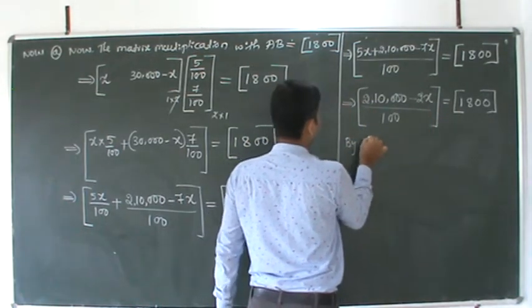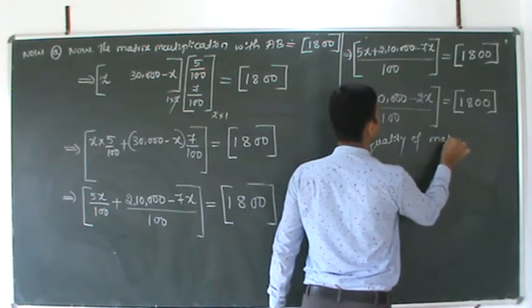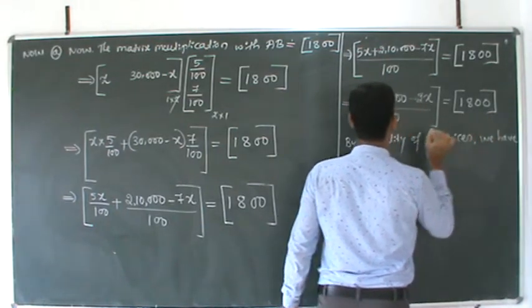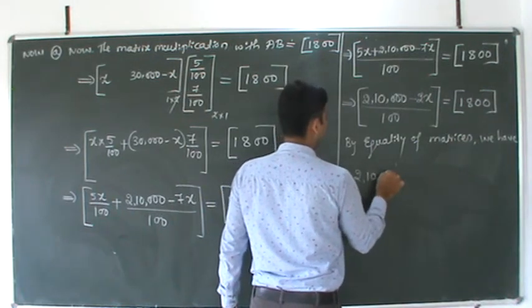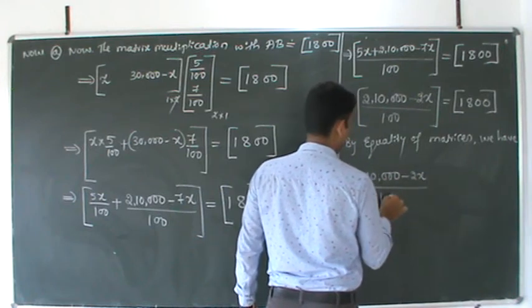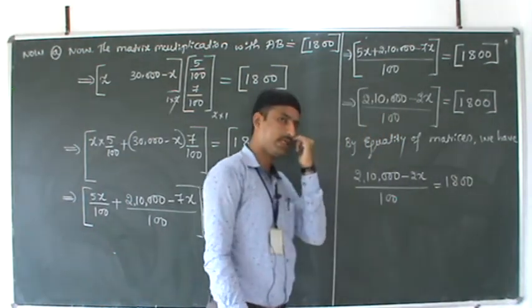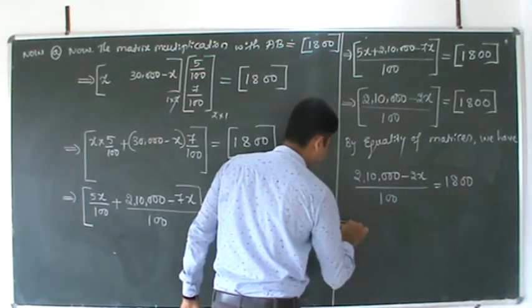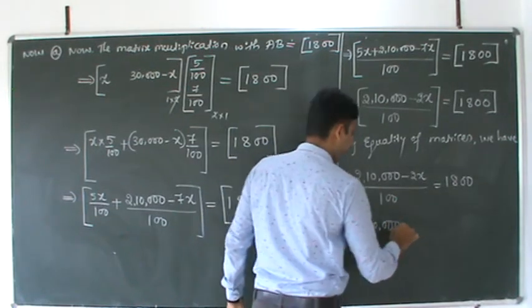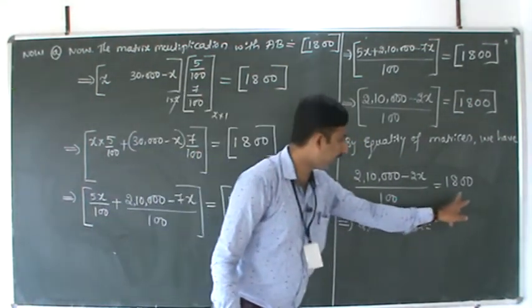By equality of matrices, we have (2,10,000 minus 2x) whole divided by 100, which is equal to 1,800. Correct? Which implies now it becomes numbers. 2,10,000 minus 2x, which is equal to cross multiplication with 100 in the RHS side.